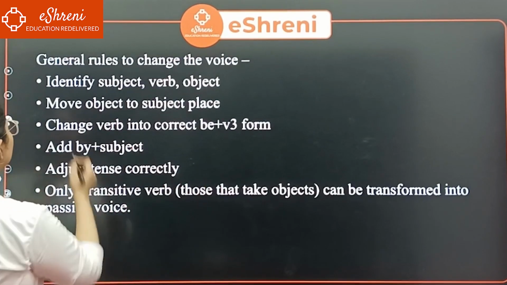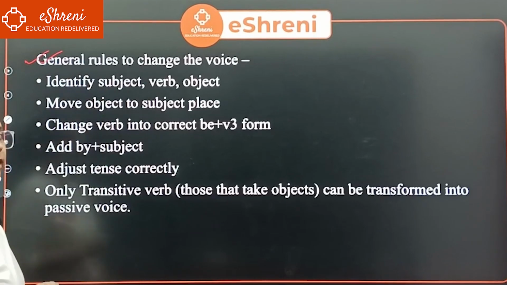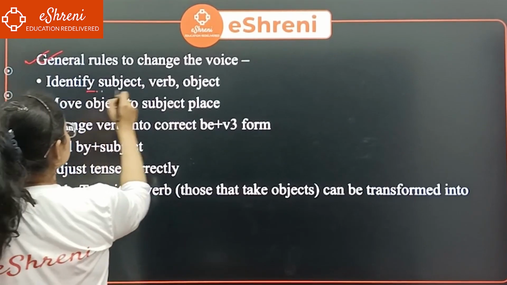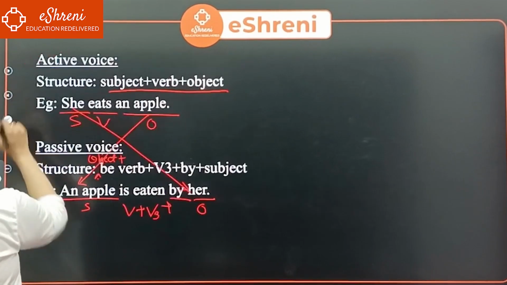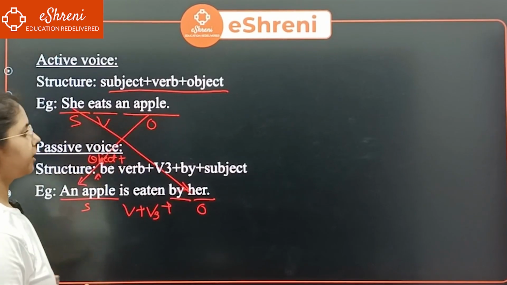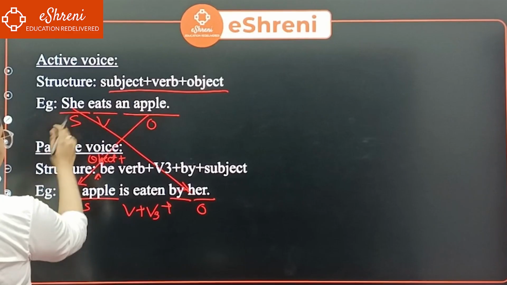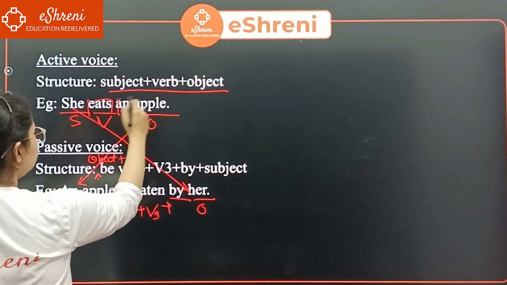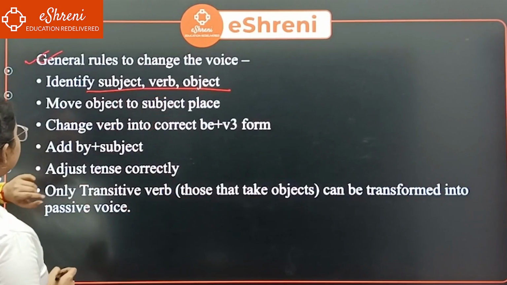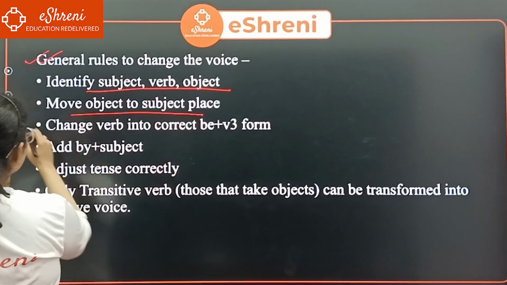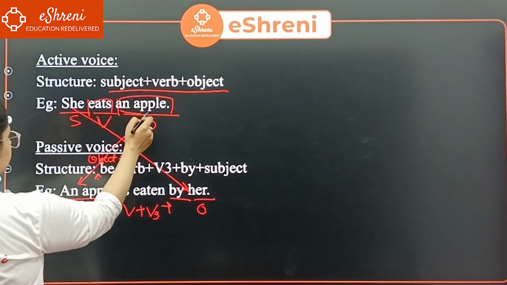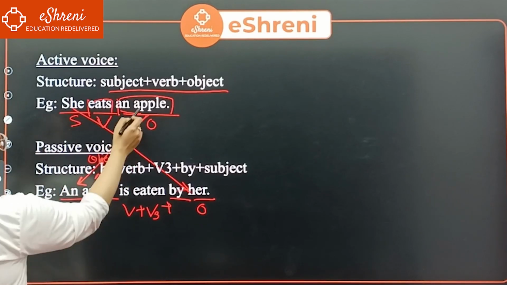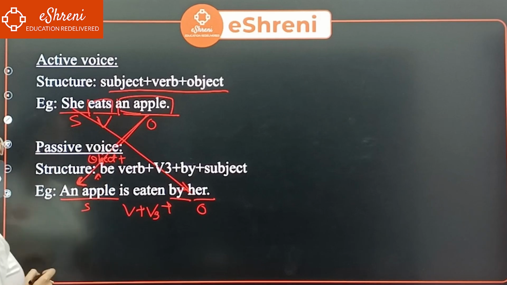Next, the rules to change the voice. To change the voice, we need to follow some rules. First, identify the subject, verb and object. First the subject is she, then the verb is eats. Next, an apple is the object part. Next, move the object to the subject place. Here an apple will come at the place of the subject.